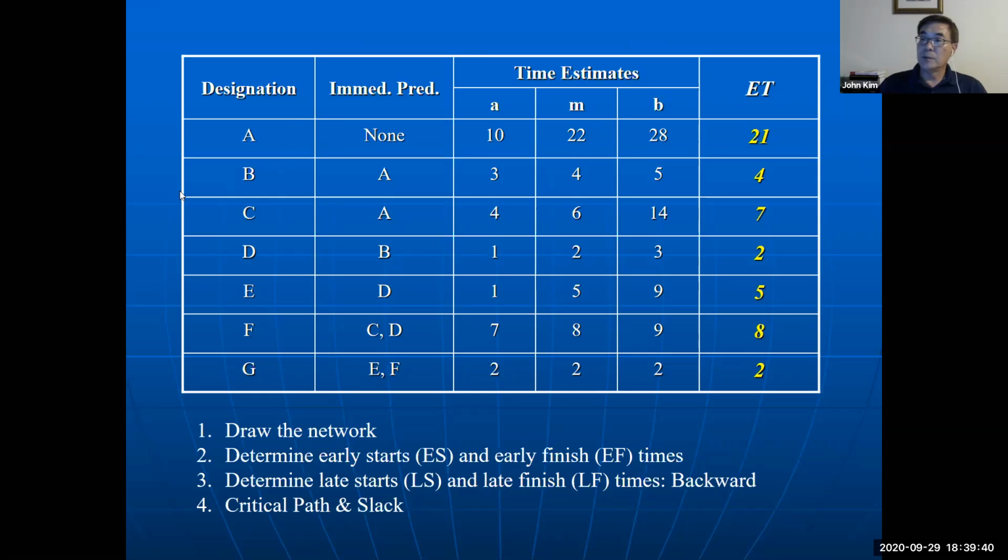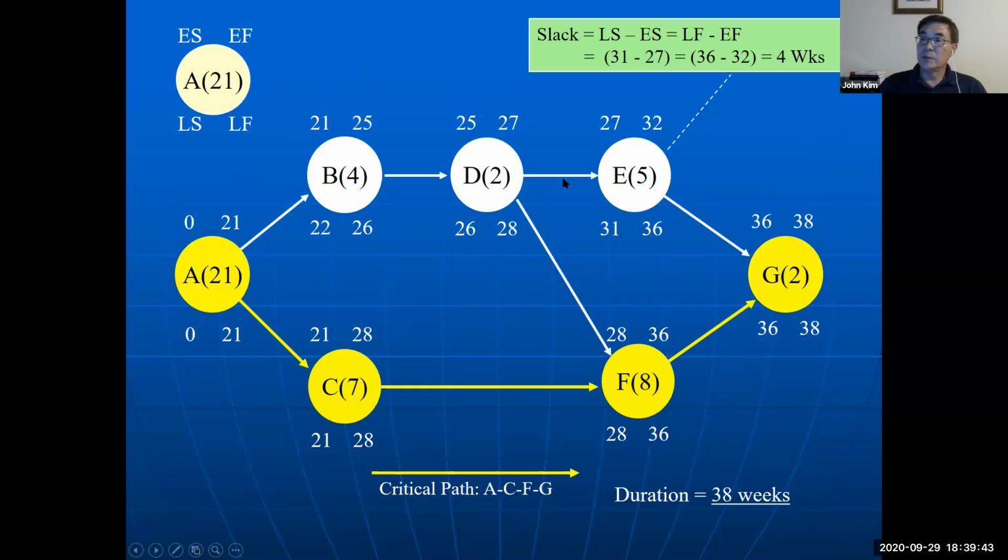Draw the work diagram, and then early start, early finish, late start, late finish. So we determine which one is the critical path using early start, early finish, late start, late finish, or like earlier I did, among possible paths in the network, add all activity times, and then the longest is the critical path.